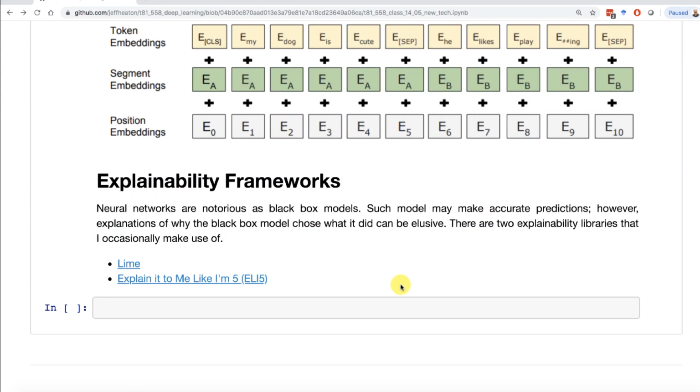Finally, I just want to let you at least know of explainability frameworks. LIME is particularly interesting. It can work with both tabular data as well as images. It shows you what part of the image, what part of the table is actually being used. Explain It to Me Like I'm 5 uses LIME and a bunch of other things, and it produces this really sort of graphical report to show you why the neural network is not being a black box and actually give you some insight into why the neural network predicted what it did.